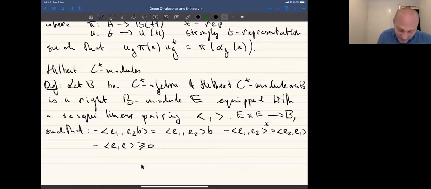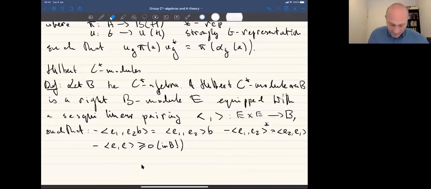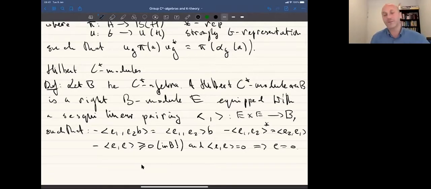And so this is positivity in B, so I will emphasize, this is not a positivity of a number because this inner product is not a number. So that's important here. And the inner product of E with itself being 0 should imply E is 0. So this is the non-degeneracy condition. And then there is the fourth.